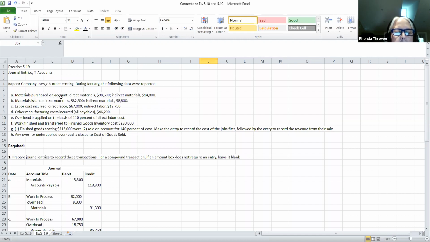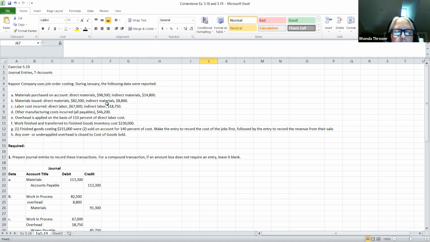Accounts payable would be credited because they said they bought these materials on account. In the B transaction, they issued some direct materials. It's important for you to know that direct materials are going to be debited to work in process. So my work in process is debited for the amount of the direct materials.